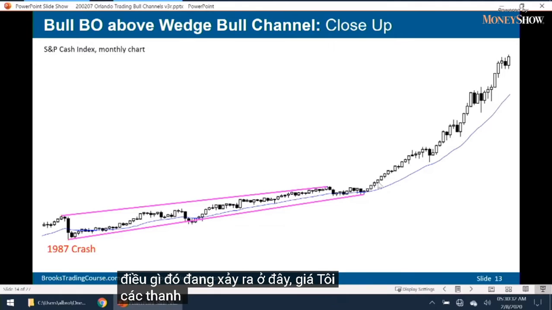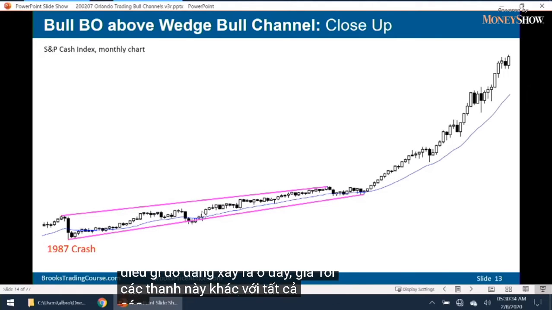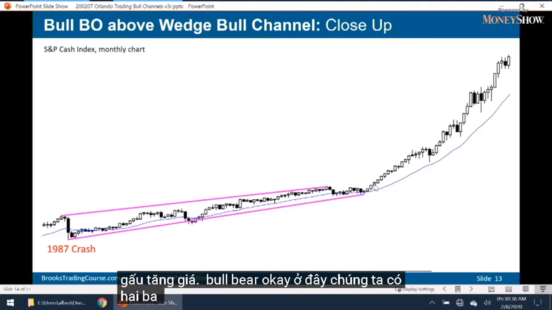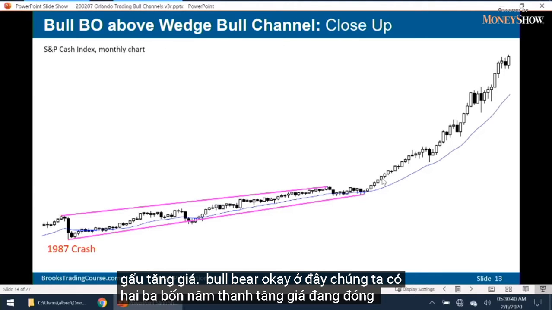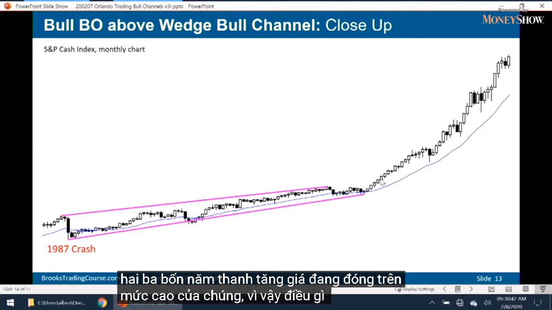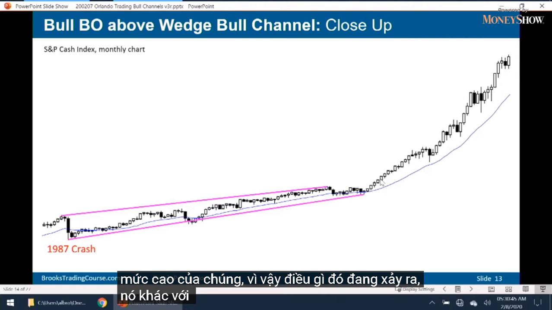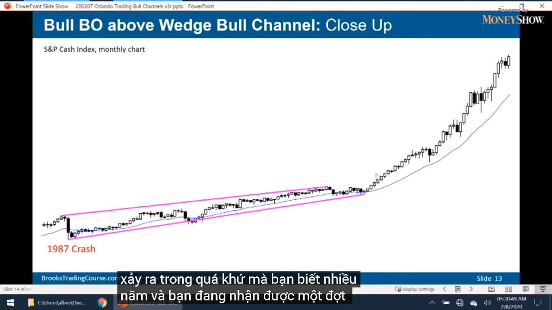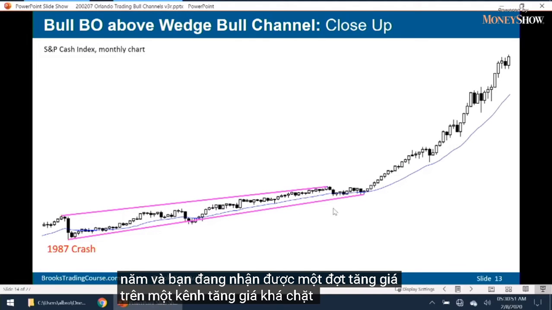The price, these bars are different from all of these bars. Here we're getting bull bear, bull bear, bull bear, okay? Here we have 2, 3, 4, 5 bull bars closing on their highs. So something is happening, something different from what has happened for the past many years. And you're getting a bull breakout above a pretty tight bull channel.